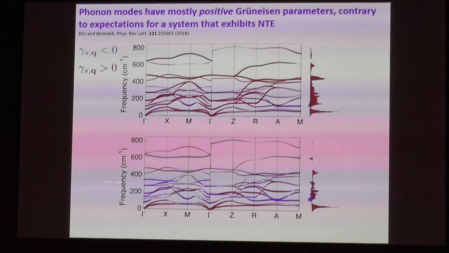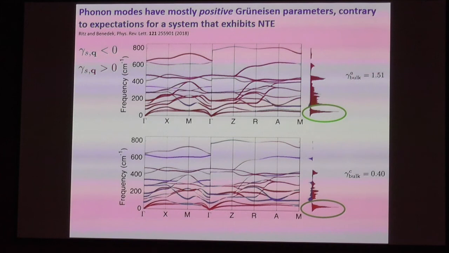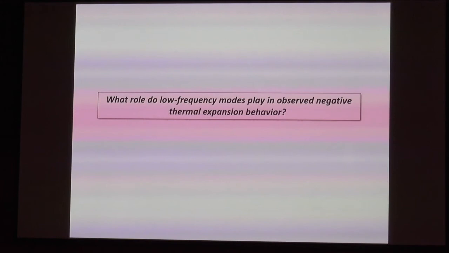And then we can sum all of these up across the Brillouin zone in the relevant directions to get the bulk Grüneisen parameters, and they're positive along both directions. So if you were expecting to see a negative Grüneisen parameter along C, because C shrinks with temperature, then this would be a little bit confusing. We can see here in these Grüneisen density of states plots that there are lots of modes at low frequencies with positive Grüneisen parameters. And so we just wanted to see what role those low frequency modes play in the observed behavior?